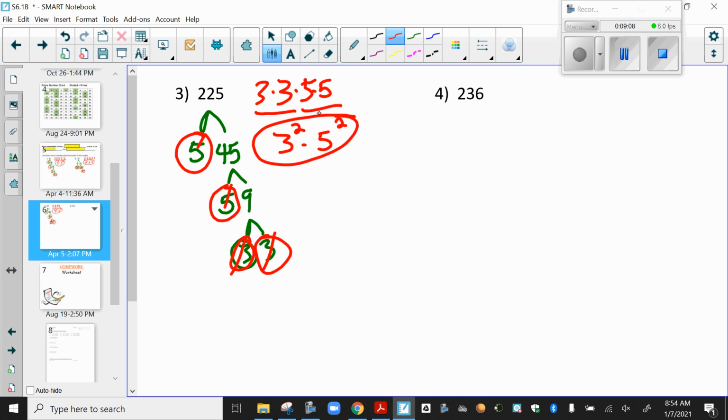Next one, 236. That one's tough. I don't know offhand what that one's going to be. So I tell you what I am going to do. I'm going to say, hey, it ends in an even number, so I'm going to do 2. And I'm going to get my trusty calculator out. 236 divided by 2 gives 118. I know that ends in an even number, so it cannot be prime. So I'm going to circle my 2. I'm going to go back and put a caret under 118.